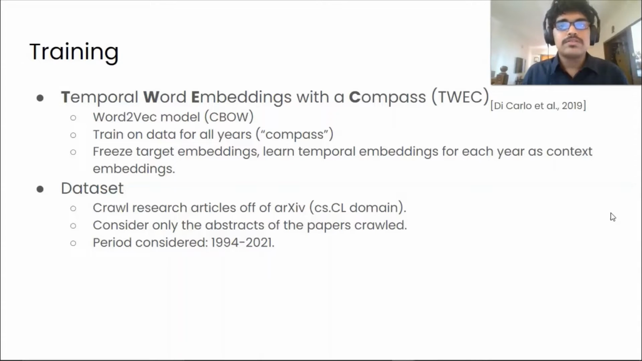The dataset we used was crawled off of arXiv. We crawl papers belonging to the cs.CL or the computational linguistics domain. To perform our analysis, we only consider the abstracts because abstracts convey the gist or the crux of the paper, and the rest of the paper may contain tables, figures, equations, which are difficult to handle. We consider only 27,000 papers between the years 1994 and 2021. Now, my colleague Harshit will show you a demo of some of the analysis methods in Drift.